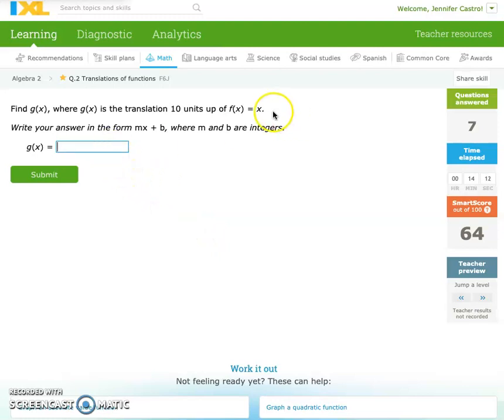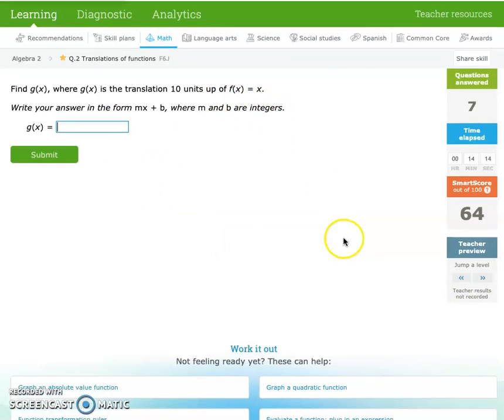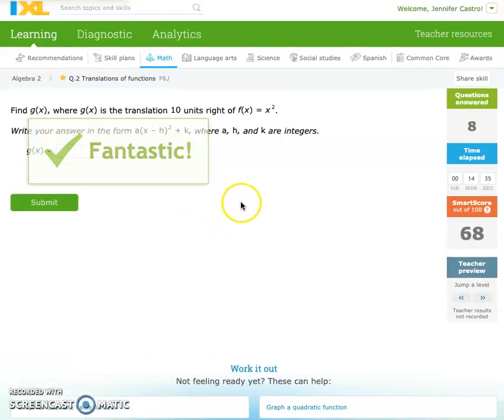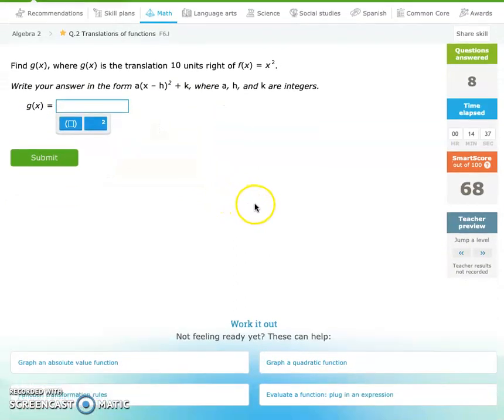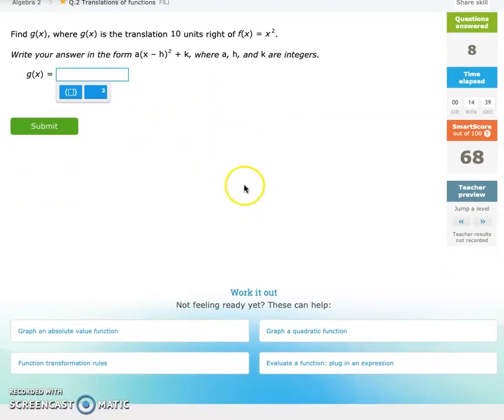So let's look at one more. This one's asking me to move from f of x equals x up 10 units. So remember that when we're going up and down, our 10 units are going to be on the outside of the x, not inside the parentheses with it. So this one we would write as x plus 10 because it's going up 10. And there we go.